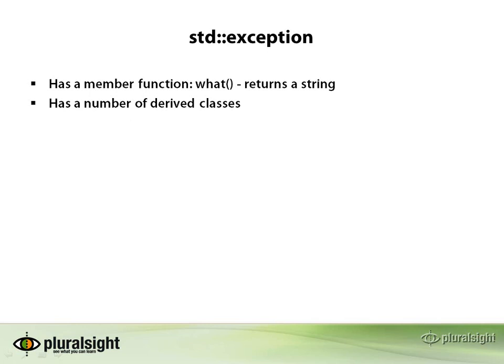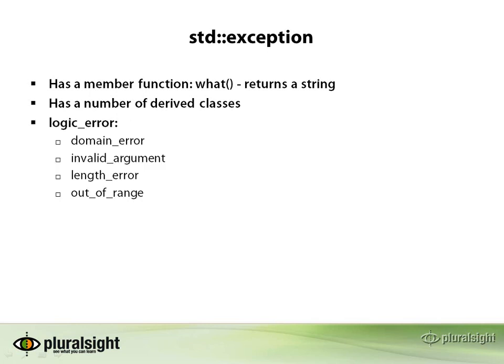And specifically, there are 2 derived classes and then a number of very specific exceptions that derive from those. So the first derived class is called logic error. And here you see things like you gave me an invalid argument. Maybe you gave me a 0, which doesn't make any sense because it's supposed to be 1 to something. Maybe something's too long or too short or they're out of range.